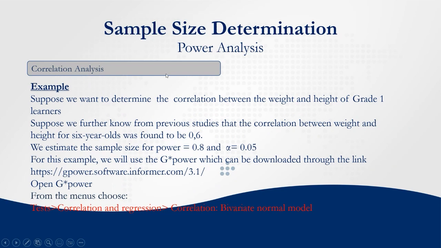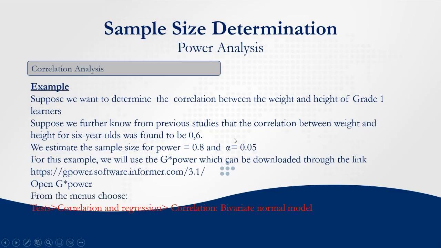So here, suppose we want to determine the correlation between the weight and height of grade 1 learners. So that's what we want to study. If we're using a power analysis approach, we don't need to know the population size. We need to know the power, right? We need to know the alpha, which we can set. And here is the correlation that we are using as an input from previous studies.